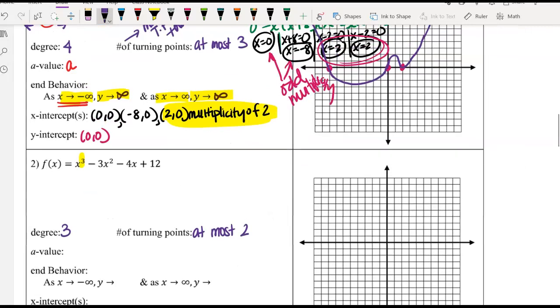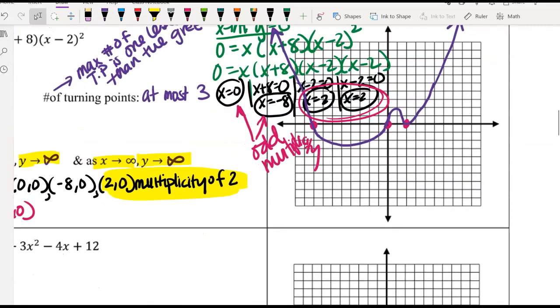Let's talk about turning points because I forgot to bring it up. Turning points are when we turn. So we turn one time here. We went down, down, down, and then we turn up. So right here is TP number 1. And then we went up and then we went down. So TP number 2 is right here. Second TP. Okay, and then we went down, then went back up again. So this is sort of your third TP. So that's why we said at most 3 turning points for a degree of 4.